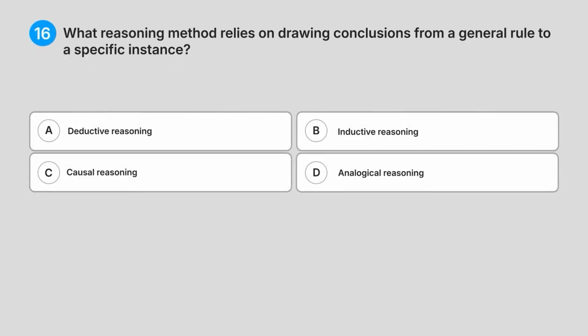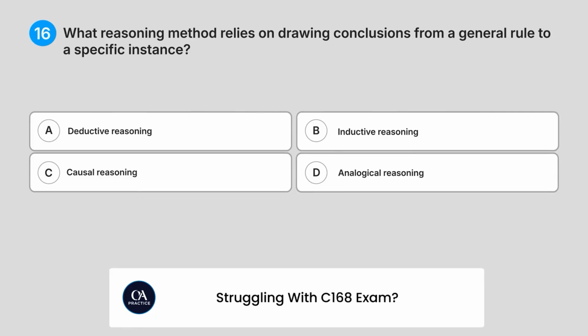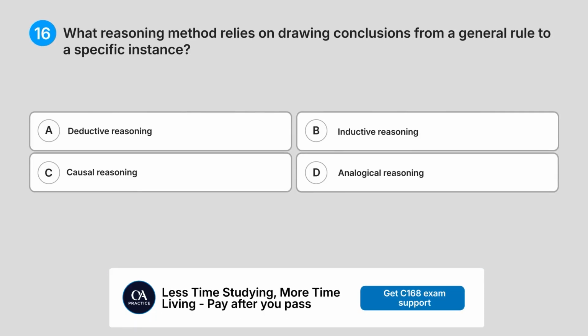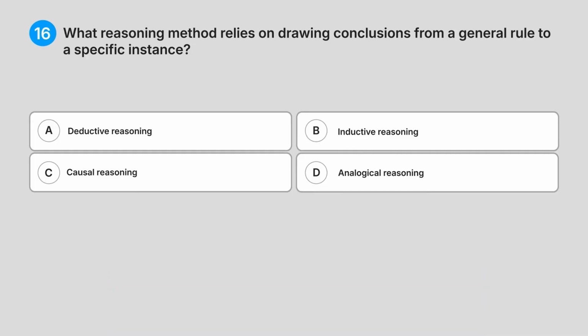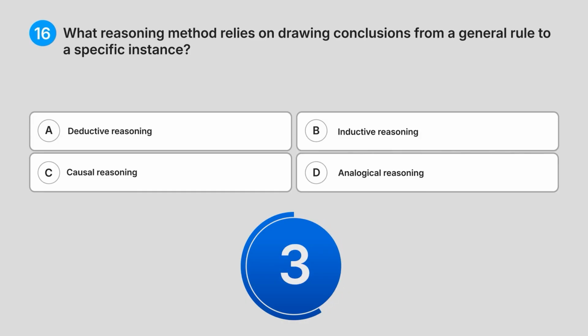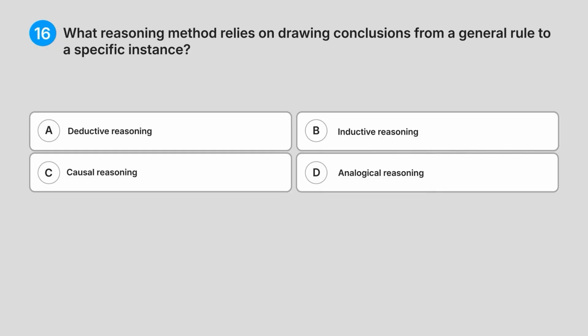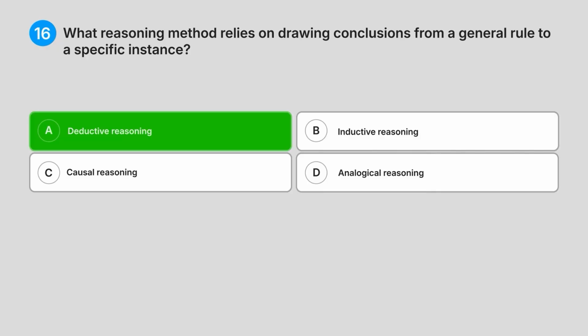(16) What reasoning method relies on drawing conclusions from a general rule to a specific instance? A. Deductive reasoning. B. Inductive reasoning. C. Causal reasoning. D. Analogical reasoning. Can you guess the answer? Correct answer, A. Deductive reasoning.